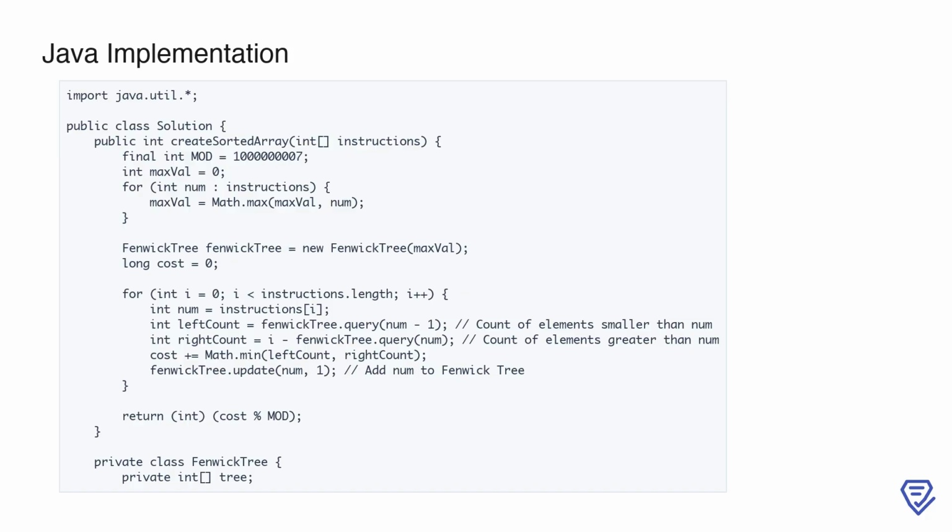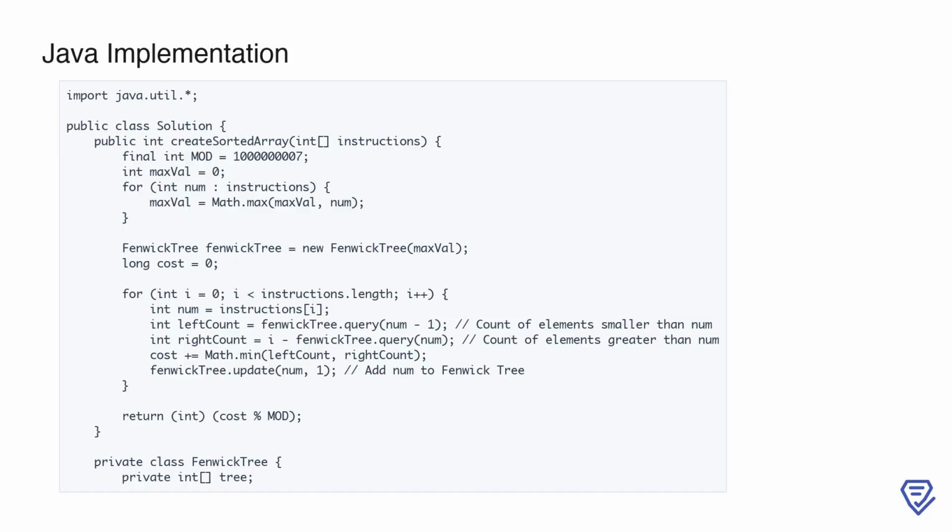Next, we calculate the maximum value in the instructions array, which helps us determine the size of the Fenwick tree. Then, we initialize an instance of the Fenwick tree class and a variable cost to accumulate the total cost of following the instructions. For each number in the instructions array, we calculate two values: left count, which represents the number of elements smaller than the current number, and right count, which represents the number of elements greater than the current number. These are computed using the query method of the Fenwick tree.